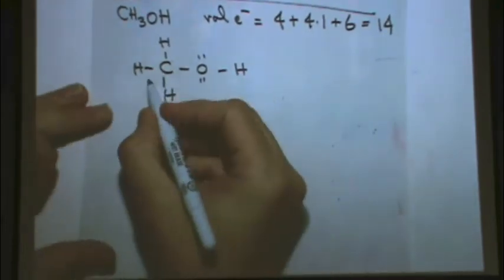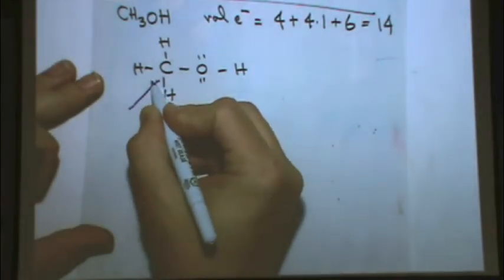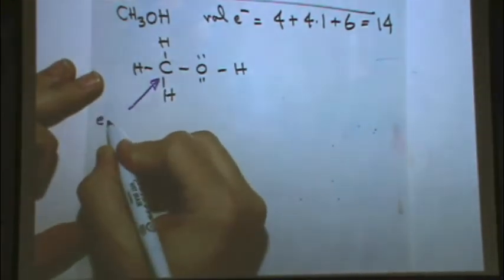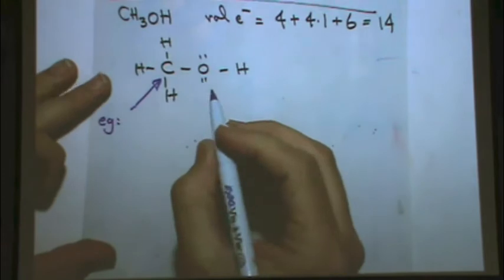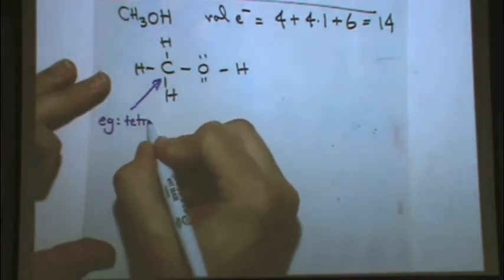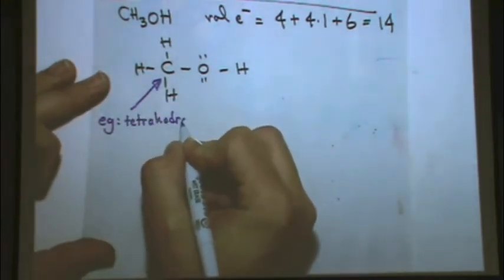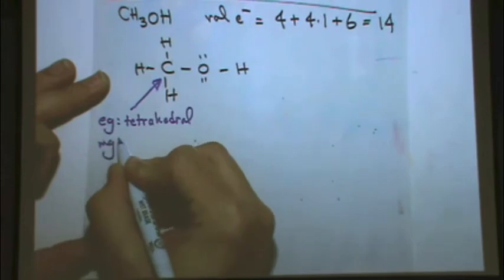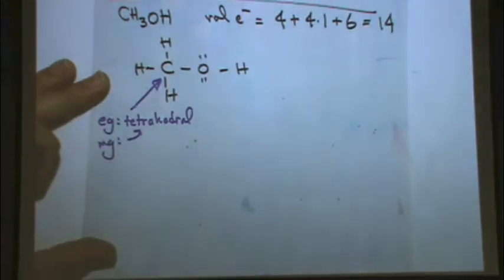Let's do the carbon over here. On the left-hand side, electronic geometry, just like before, tetrahedral. The molecular geometry is the same, because there's no lone pairs on the center carbon.